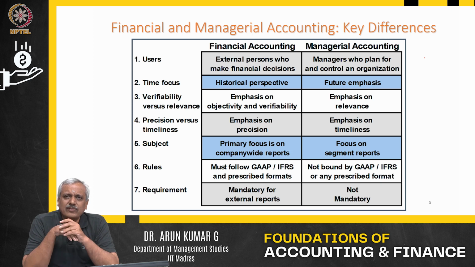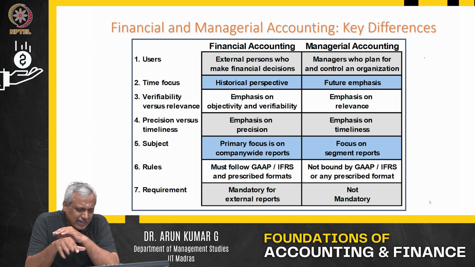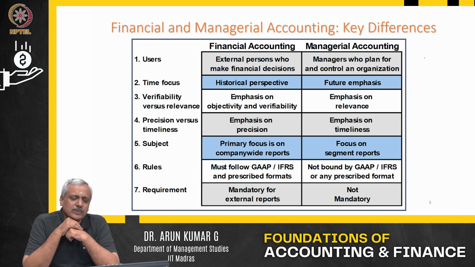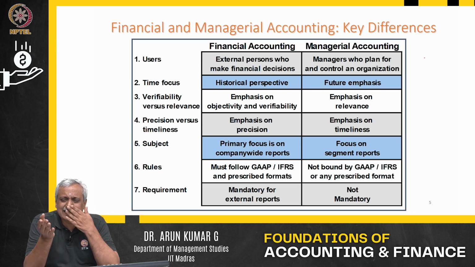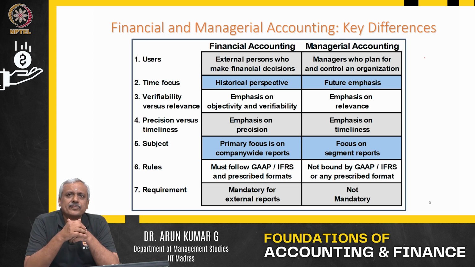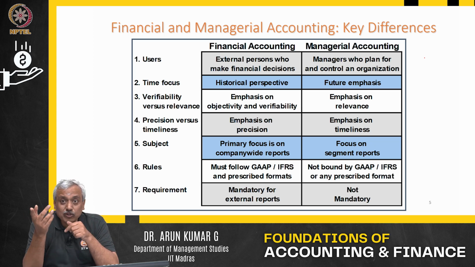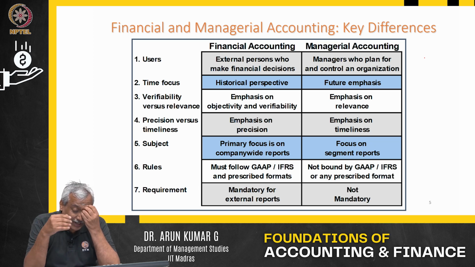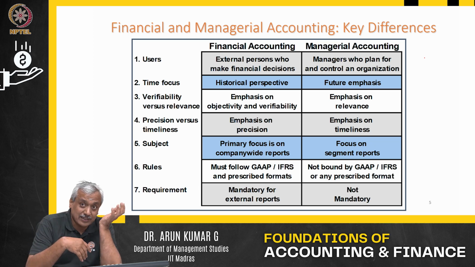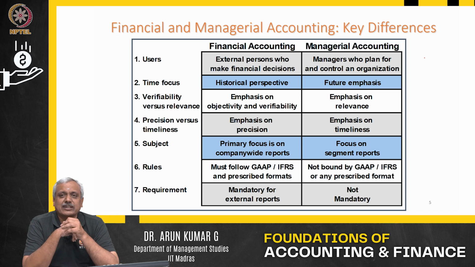A table of aspects that could basically vary between financial and management accounting. For example, as I said, we talked about the users, number 1. We talk about time perspective. Financial accounting is historical, that is after the event is over. Cost accounting is future: for me to manufacture and sell the product, I need to know what is the cost involved in it, so a future perspective.